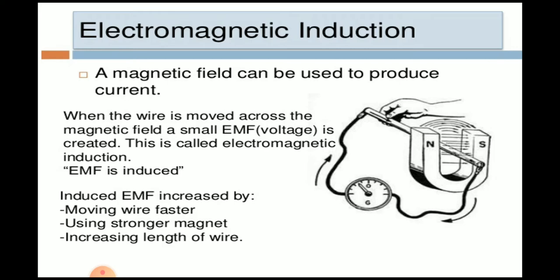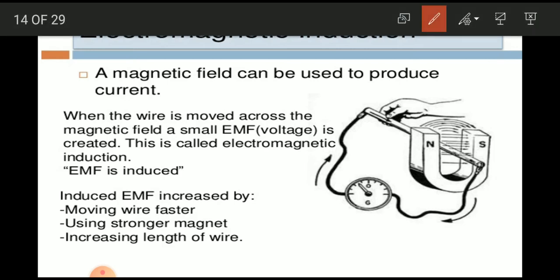For example, if you take this magnetic field as shown in the diagram, and we put a conductor between the north pole and south pole, the needle of the galvanometer will show deflection. So, whenever a coil or a conductor is placed between the poles of a magnet, induced EMF or induced current is produced. This process is called electromagnetic induction.